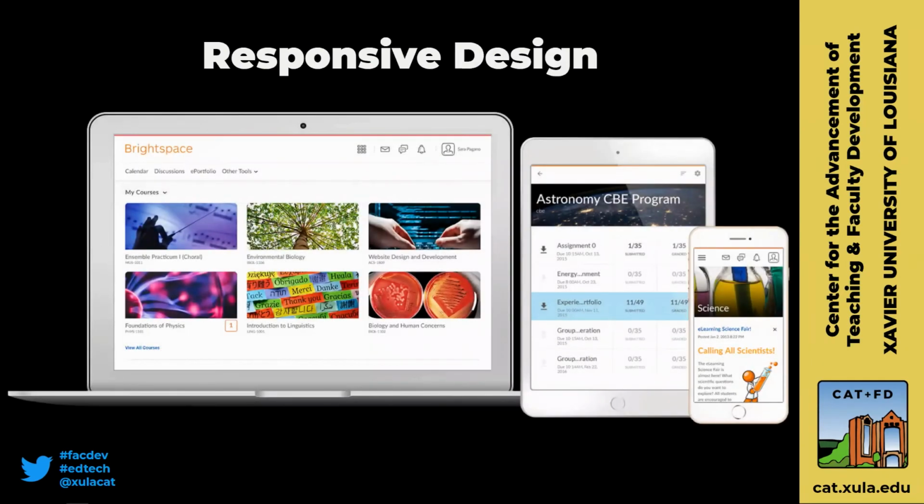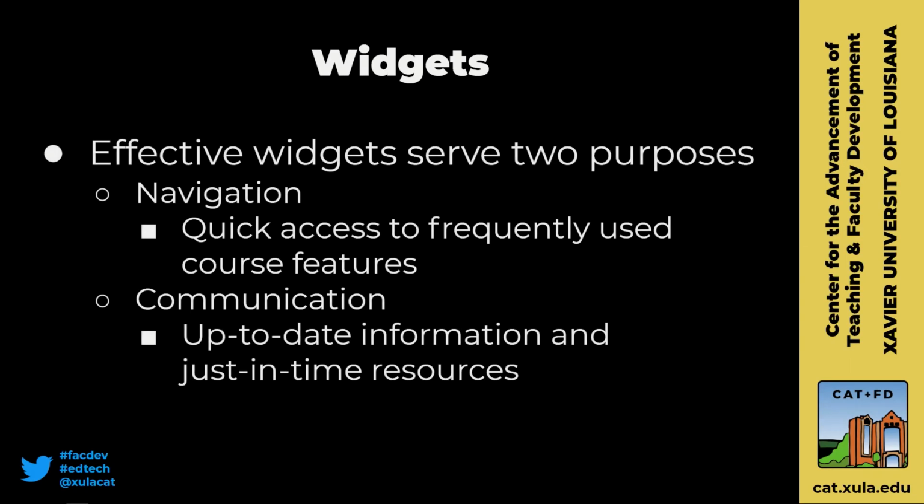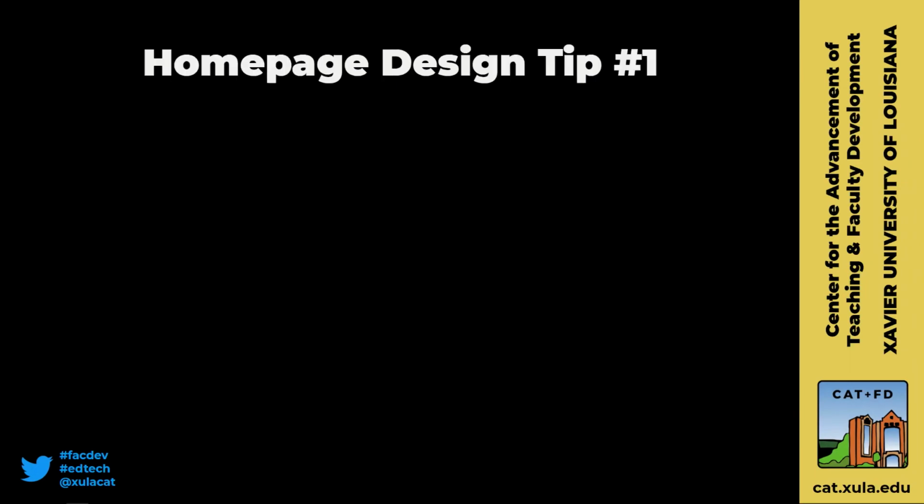So when you are setting up your courses, even though Brightspace has a responsive design and will adjust, there are still things that you need to be aware of to make it easier for students who might be accessing the course on a mobile device. When you are setting up your course homepage and including your widgets, keep in mind that effective widgets serve two purposes: navigation and communication. So you do want to have quick access to frequently used course features and then up-to-date information and just-in-time resources.